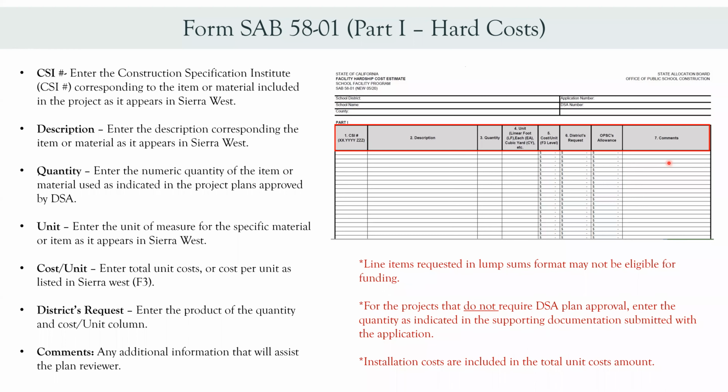And here as well, line items requesting lump sum formats would not be eligible for funding, so make sure you break those down. For projects that do not require DSA plan approval, enter the quantity as indicated in the supporting documentation submitted with the application. Installation costs are already included in the total unit cost amount, so there's no need to add additional costs for that.